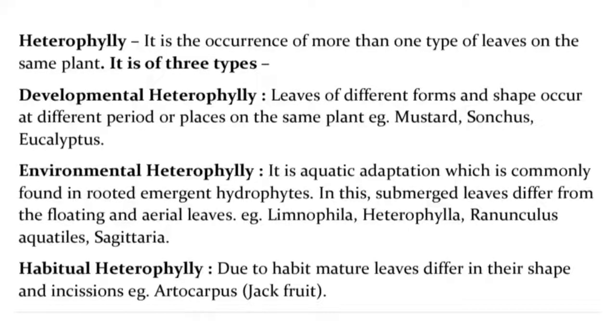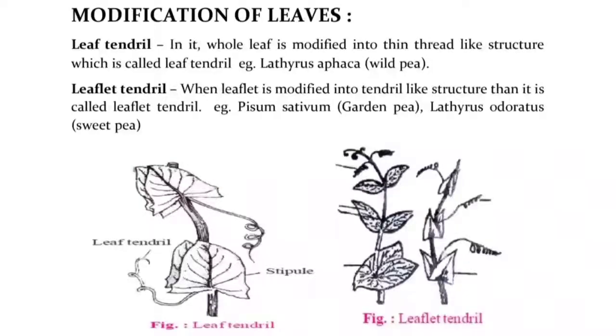Artocarpus, jackfruit. Modification of leaves. Leaf tendril: in it, the whole leaf is modified into a thin thread-like structure which is called a leaf tendril, e.g. Lathyrus aphaca, wild pea. Leaflet tendril: when leaflets are modified into tendril-like structures, then it is called a leaflet tendril, e.g. Pisum sativum, garden pea, Lathyrus odoratus, sweet pea.